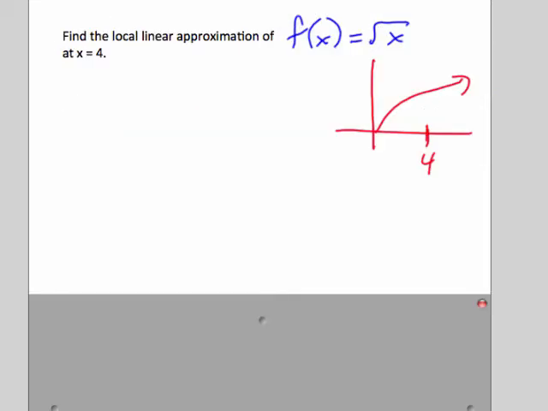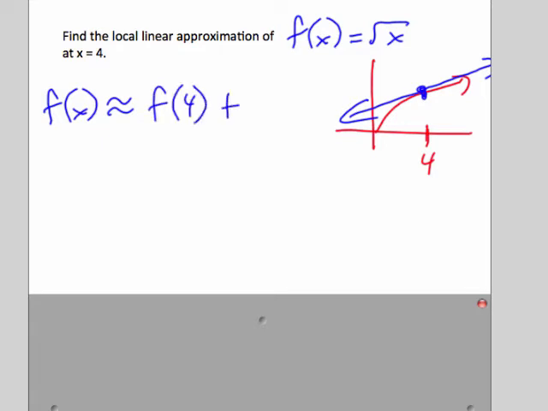Alright, let's use this concept to do the linear approximation of root x at x equals 4, which remember means that we're going to use the tangent line at x equals 4 as being close to the graph at points around 4, which you can see. The blue and the red are almost the same thing. So f of x is approximated by the equation of the tangent line, which would be f of 4 plus the slope at 4, which is f prime of 4, times the change in x, or x minus 4.